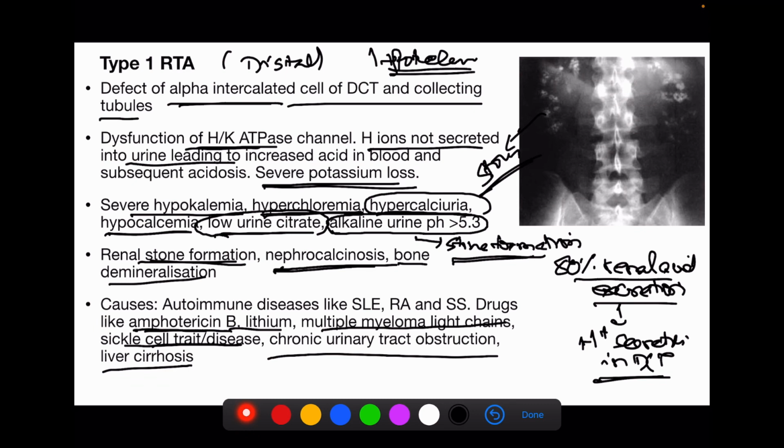I hope it is clear for you. The things that happen are hypokalemia, hyperchloremia, hypercalciuria, hypocalcemia, low urine citrate, and renal stone formation. The acidosis here tends to be very severe, and the potassium loss also tends to be very severe. And that's about it for type 1 RTA. The associated conditions are, as I told before, lupus, autoimmune conditions, sometimes amphotericin and lithium, myeloma light chain, sickle cell trait and disease, chronic urinary tract obstruction, and liver cirrhosis.